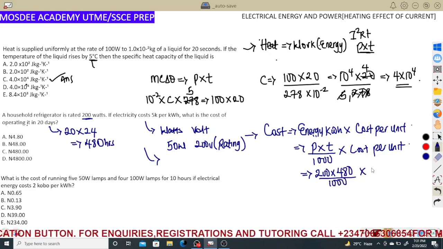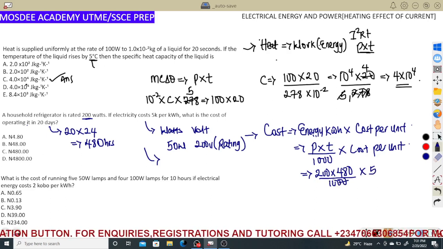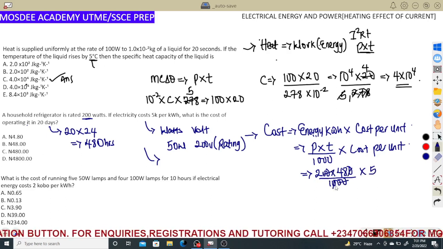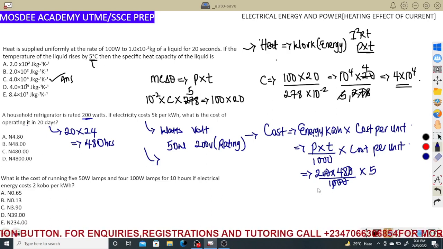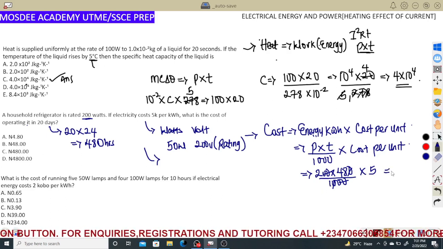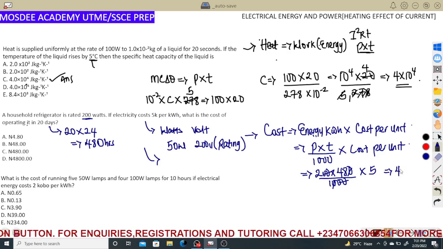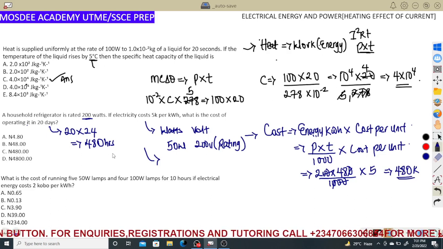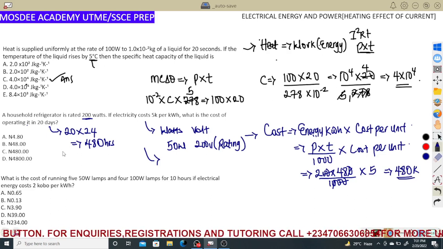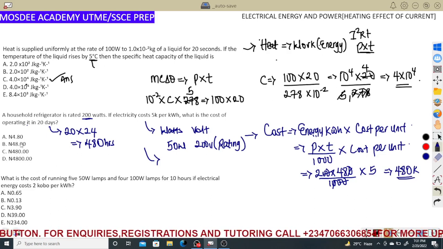Multiply by cost per unit, which is 5. For simplification, the zeros get cancelled out. That is just 96 times 5, which is 480 kobo. I'll convert this to Naira, which is our own money in Nigeria. A Ghanaian student watching my video can use cedis.